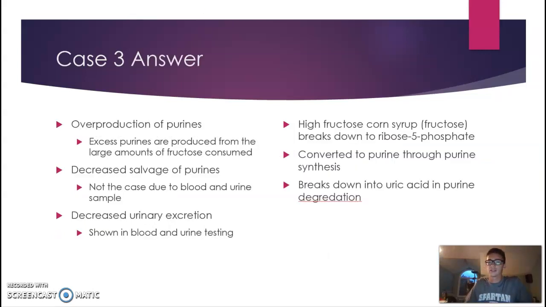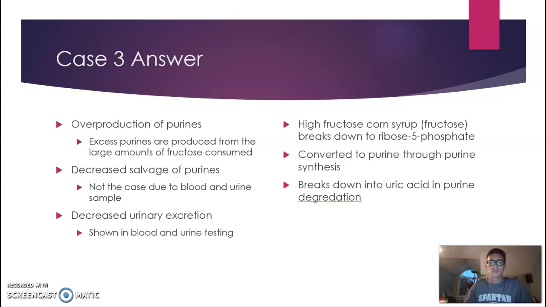My answer is, after examining the data presented in this case, I conclude that an overproduction of purines would not be the best explanation for the presentation of the patient's gout. However, the patient is consuming excess high fructose corn syrup through soda, which would increase the amount of purines in his body. The patient would not have a decreased salvage of purines based on the urinary uric acid compared to a normal patient. As compared to a normal patient's uric acid of 413 plus or minus 78 milligrams per 24 hours, the patient's rate of 215 milligrams per 24 hours is much lower than normal. This is because the patient has a decreased urinary excretion of uric acid, causing uric acid to build up and leading to gout.